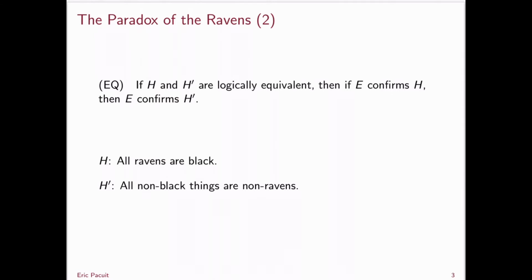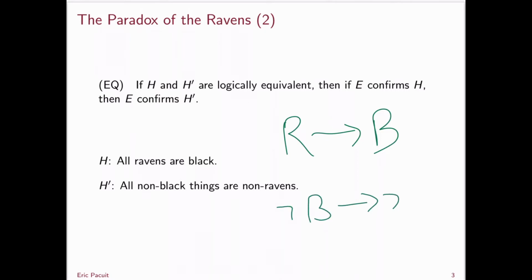So for example, the hypothesis all ravens are black is logically equivalent to the hypothesis that all non-black things are non-ravens. So one way to understand this: all ravens are black says, for any object you give me, if it's a raven, then it's black. H prime says, for any object you give me, if it's not black, then it's not a raven.